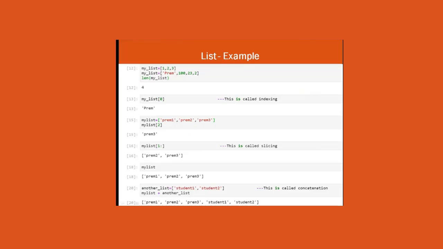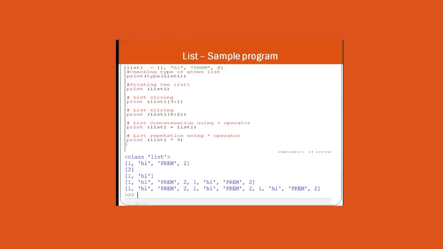So these are some other examples that you can just go through. It is displayed onto the screen. We have already done all these things: indexing, slicing, concatenation. Other examples are for checking the type of the given list, printing the list, list slicing, another list slicing, list concatenation using the plus operator, list repetition using the multiplication operator.